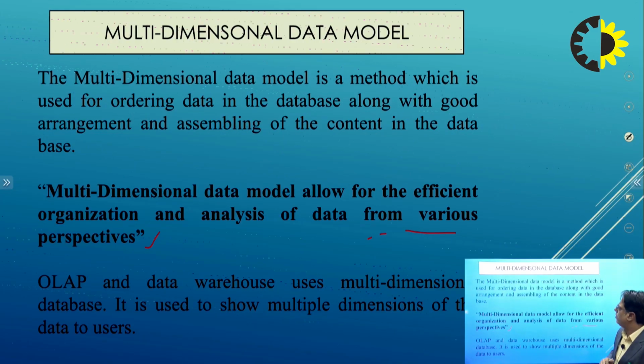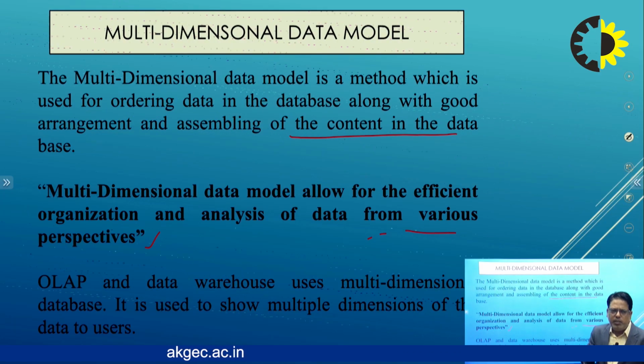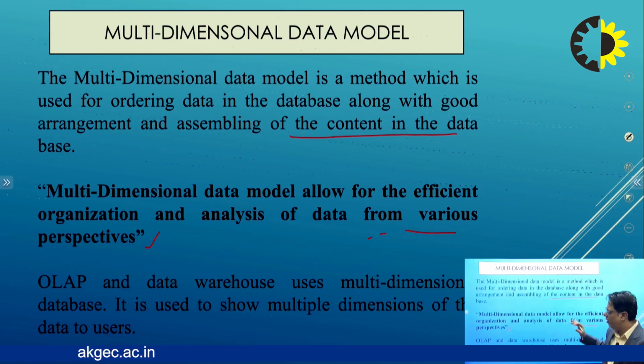So the multidimensional data model is a method used for ordering data in the database along with good arrangement, assembling the content in the databases without any inconsistency. We need to keep the database in a consistent state, and we need to reduce the redundancy of the database in the data warehouse.